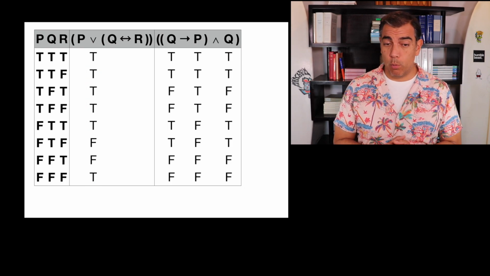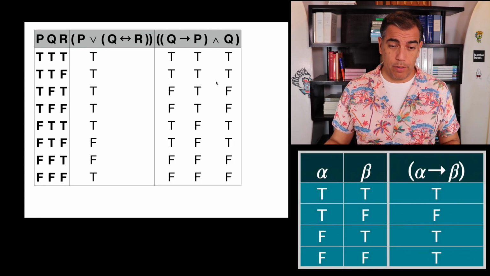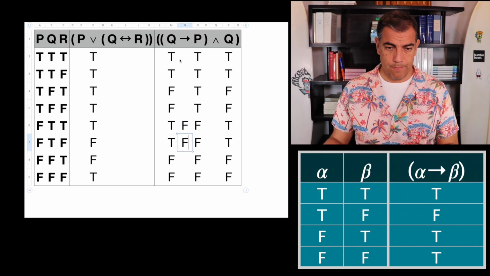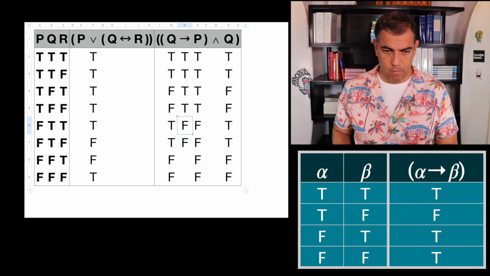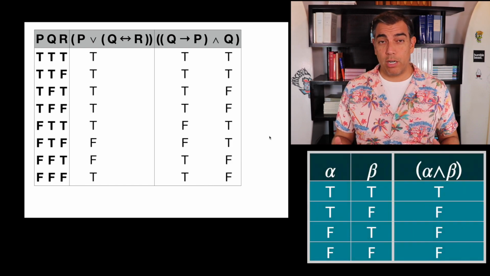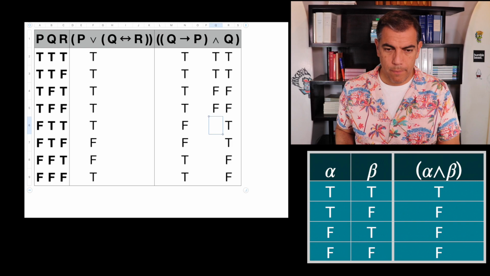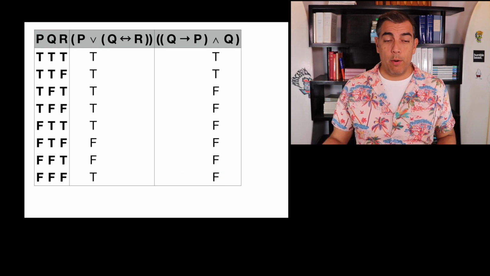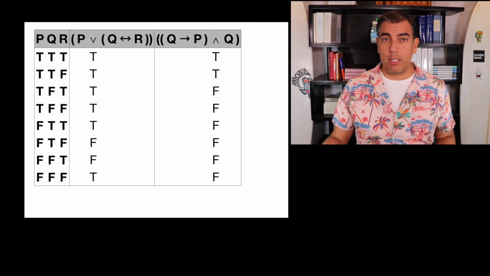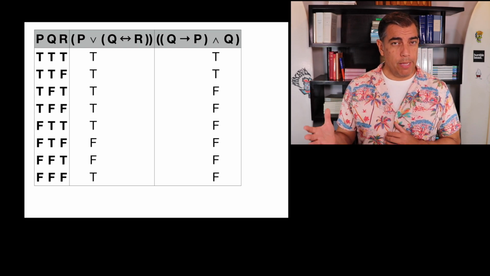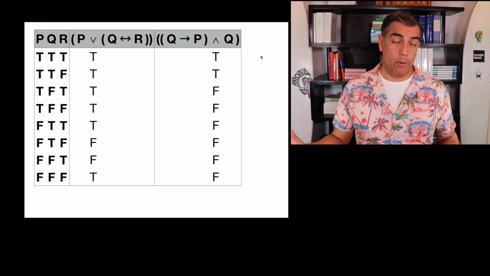Now for the second one, it looks like I have to build up that conditional first. Again, I'm going to look for any T's on the left and F's on the right. And finally, the conjunction, only true when both conjuncts are true. And now we see that these two complex propositions are both true only when P, Q, and R are true, or P and Q are true and R is false. So in other words, the truth value of R doesn't really matter in this one.